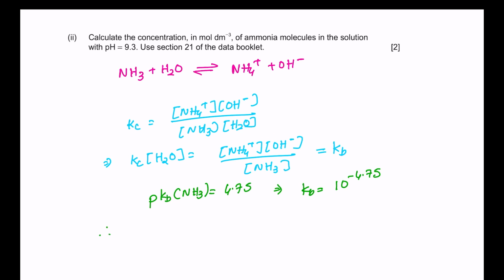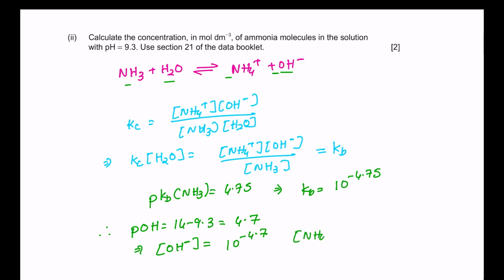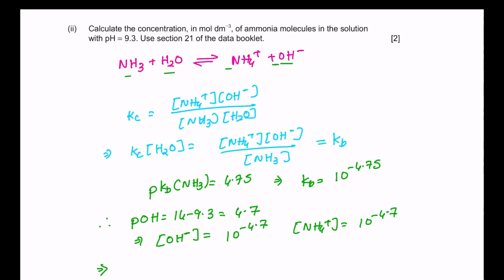Now it's also given that pH is 9.3. So pOH would be 14 minus 9.3. That will be 4.7 approximately. So OH- concentration will be 10 to the power minus 4.7. And as OH- is formed by the reaction of NH3 and H2O, and OH- and NH4+ have the same stoichiometric coefficient, we can also say that the NH4+ concentration will also be 10 to the power minus 4.7. Now plugging everything in the Kb equation, we get 10 to the power minus 4.7 times 10 to the power minus 4.7 by NH3. This will be equal to Kb, which we found as 10 to the power minus 4.75. But let's just keep it like this.